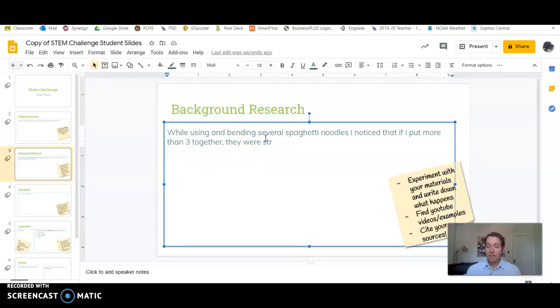That includes taking some of your materials and seeing what they do, seeing what they're like. Here's an example I just started writing. While using and bending several spaghetti noodles, I noticed that if I put more than 3 together, they were much stronger.